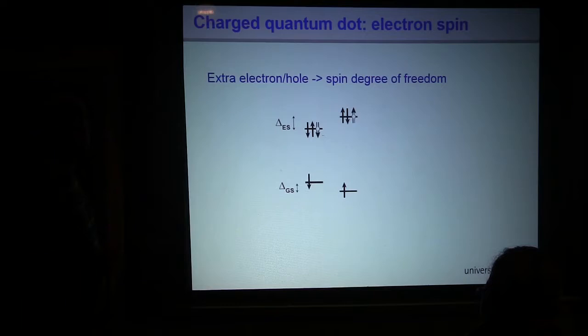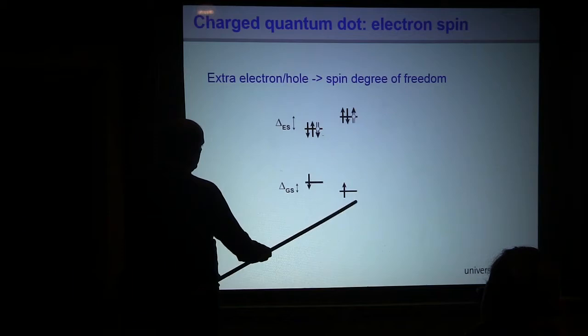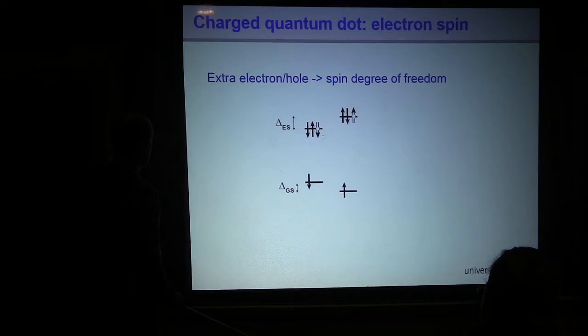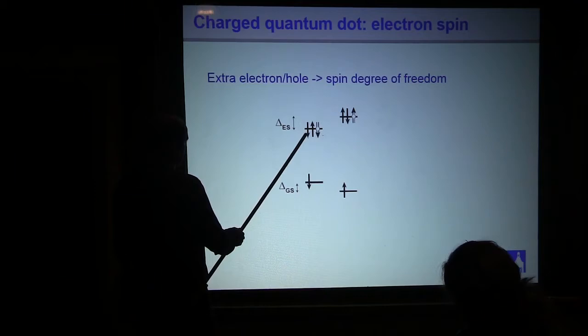So this basically means that our ground state now has two spin orientations, spin down and spin up, and here now the magnetic field becomes important, because we want to split those apart from each other so that we can actually see the transitions individually. And the excited state is an electron-hole pair plus the extra electron or the extra spin here. So in total, we have now four states available.